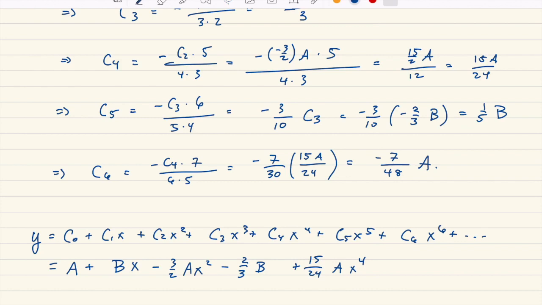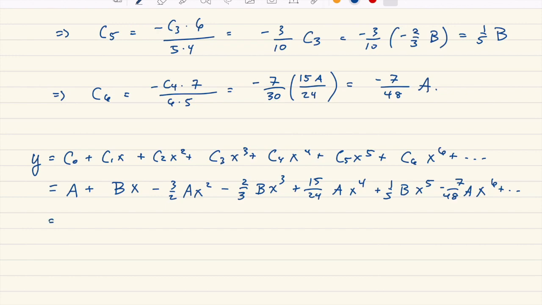This is negative 2/3 bx cubed plus 15 over 24 ax to the fourth plus 1/5 bx to the fifth, and then minus 7 over 48 ax to the sixth, and so on. So that's going to be our power series solution, and we can do the usual things. We can break this up.